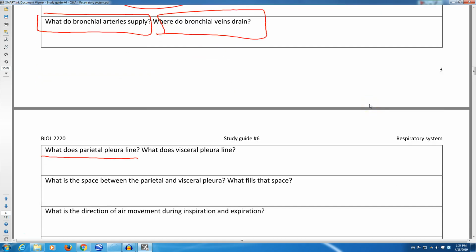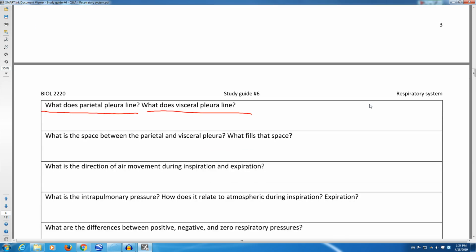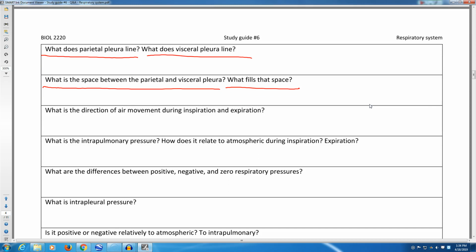Parietal pleura lines the walls of the pleural cavity, while visceral pleura lines the lungs. The space between the parietal and visceral pleura is the pleural cavity. Fluid fills this space. During inspiration, air goes into the lungs. During expiration, it goes out of the lungs.